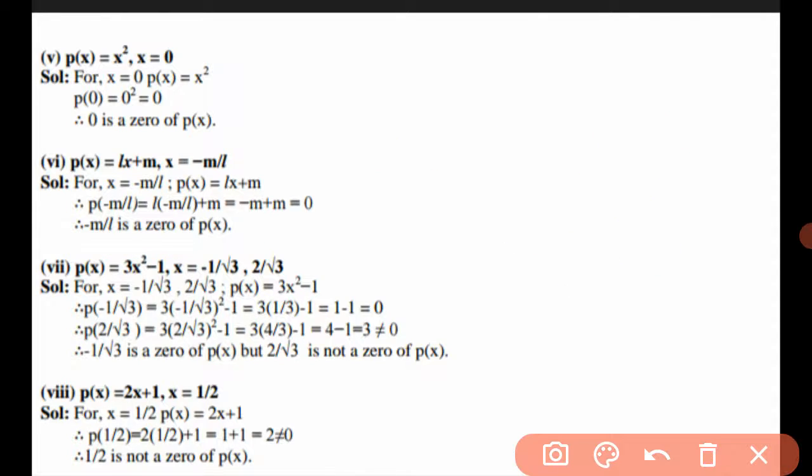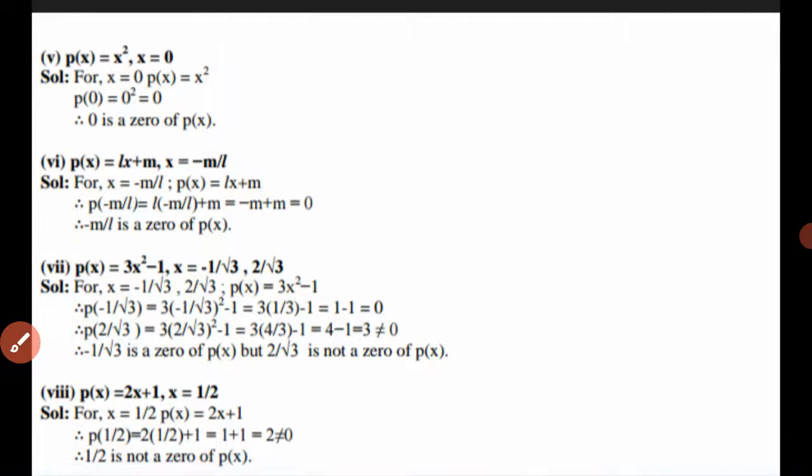Now see the seventh part. In the seventh part we have p(x) equals 3x square minus 1 and x equals minus 1 upon under root 3 and 2 upon under root 3. First, by putting x equals minus 1 upon under root 3, it will be equal to 0, and then by putting x equals 2 upon under root 3, it will not be equal to 0. Therefore we can say that minus 1 upon under root 3 is a zero of polynomial p(x), but 2 upon under root 3 is not a zero of p(x). So in this way we can do this question.